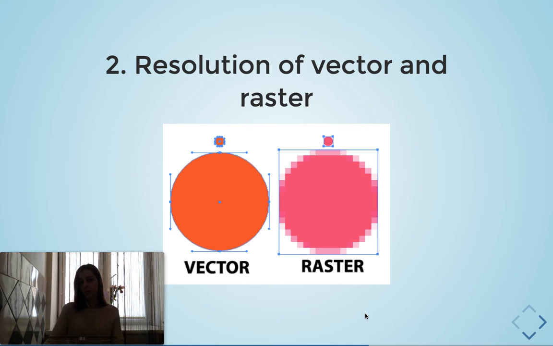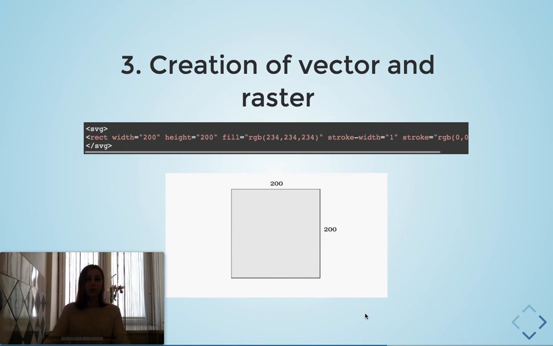Resolution of vector and raster. The resolution of raster graphics is formed by millions of square pixels, dots per inch, or pixels per inch, so their size is always a fixed value. Vector graphics, on the other hand, are made up of plenty of paths, mathematically defined in terms of ratios, proportions, width, height, and others. Creation of vector and raster. Vector images can be easily transformed into raster ones, but it's more complicated and time-consuming to work the other way around.